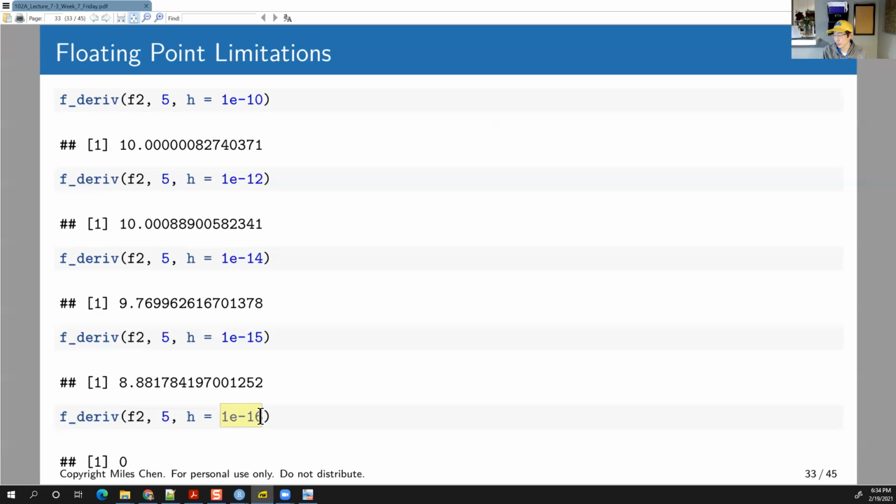So you have to keep in mind the limitations of dealing with floating point numbers. You can't just say, I want to pick the smallest h that I can to get the most precise answer for derivative approximation.